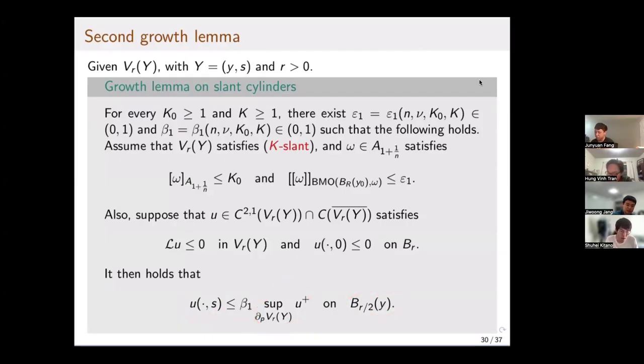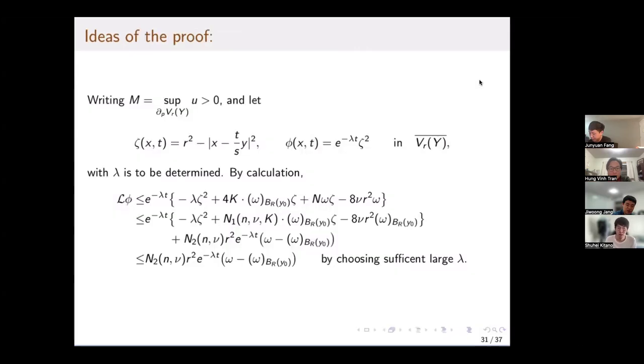That is also equivalent, by the maximum principle, to the supremum on the slant cylinder. Okay, this beta 1 is between 0 and 1 and is independent of the solution U. So it's also a quantitative version of the maximum principle. Okay, so for the idea and the proof, let me quickly show the proof.